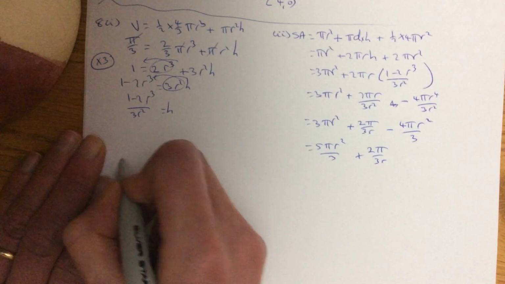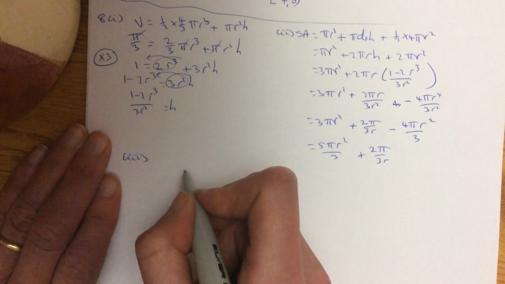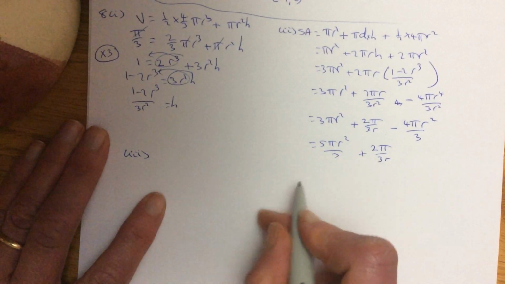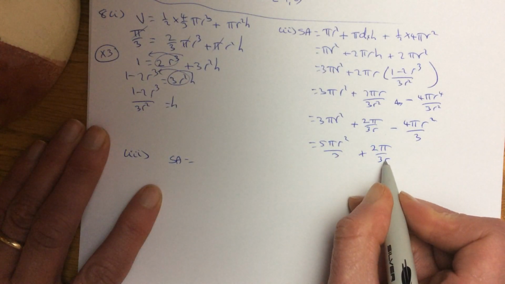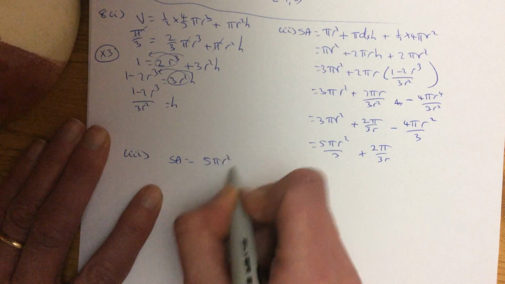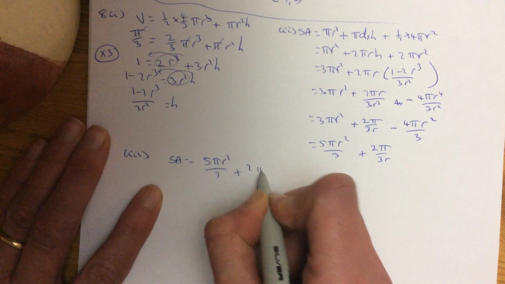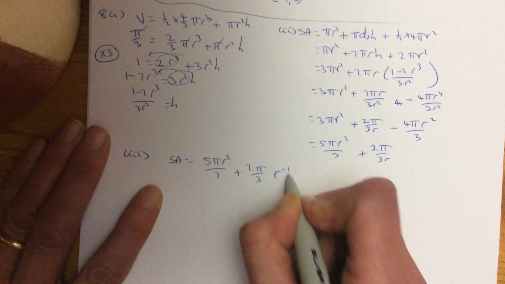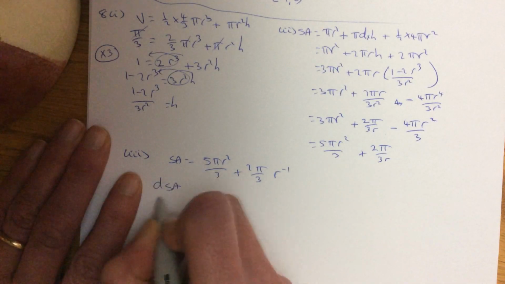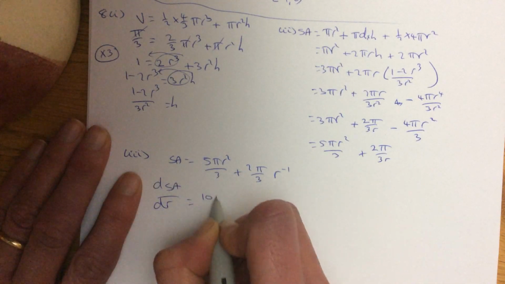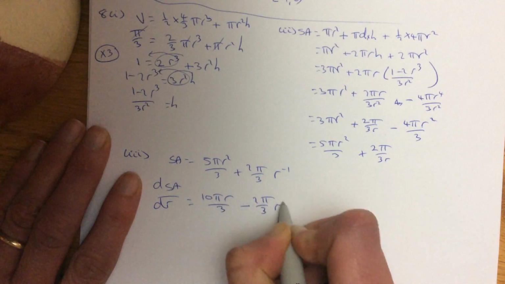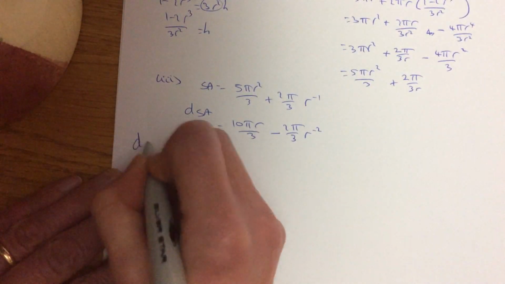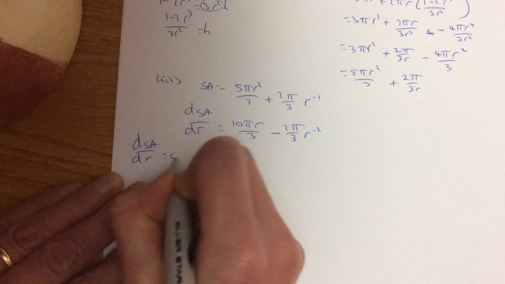Now, part 3 is finding the max or min. So it's dS, differentiate it, set it equal to 0. I'm just going to set it up so I can differentiate it, because I can't differentiate r on the bottom. So it's 5 pi r squared over 3 plus 2 pi over 3, bring that r up as a minus 1. Now I can differentiate. dS by dr is 10 pi r over 3 minus 2 pi over 3 r to the minus 2. You want to set that equal to 0. So dS by dr equals 0.